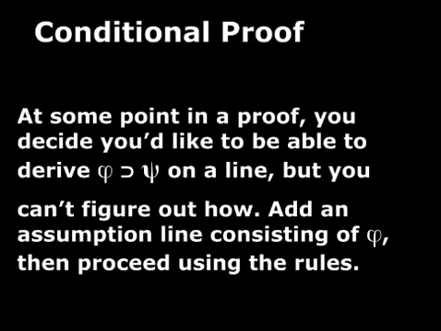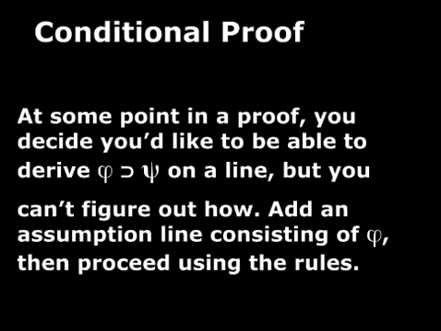Well, here's another way you can get a conditional, potentially. You add an assumption line consisting of the antecedent of the conditional you want. How did you derive that line? Well, you didn't derive it from any of the rules. We just assumed it. So it kind of came out of nowhere. But don't worry, because we're going to take care of the fact that we didn't derive this line.